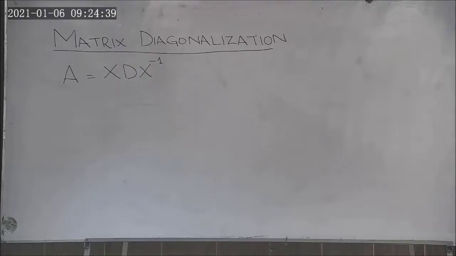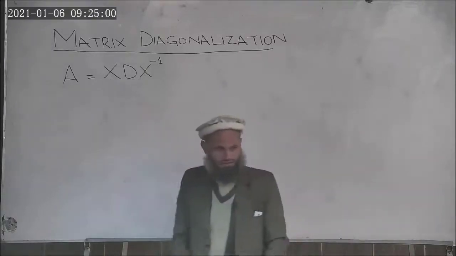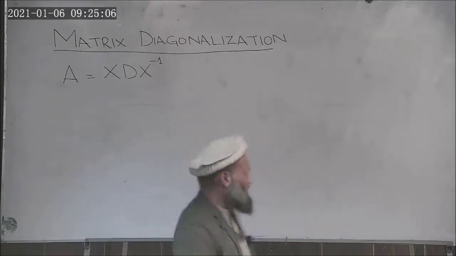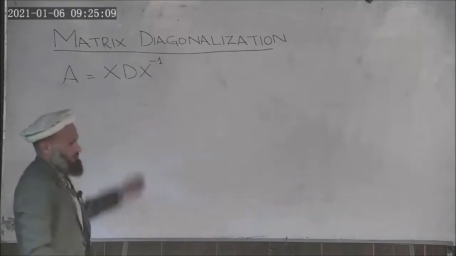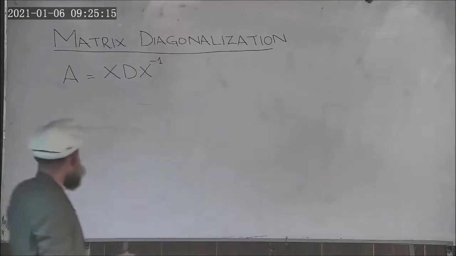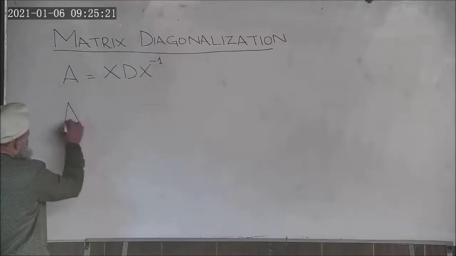So in the last lecture we learned that if a matrix has an eigenbasis, that is, there are n linearly independent eigenvectors associated with that matrix, then it can be represented as this product, where D is a diagonal matrix which contains the eigenvalues of matrix A on its main diagonal, and X is a matrix which contains the eigenvectors as its columns. An advantage of this diagonalization is that we can easily compute the power of matrices.